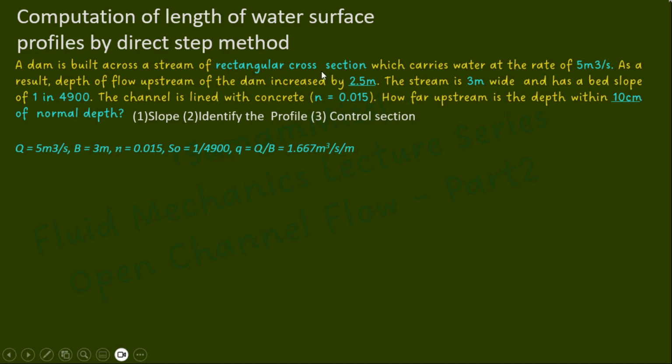Since it is a rectangular channel, we can calculate the discharge per unit width, that is small q equal to Q by b. In order to classify the slope, we have to determine yn, that is the normal depth or depth in the uniform flow condition, and the critical depth. Before construction of the dam, the flow in the stream is uniform flow.